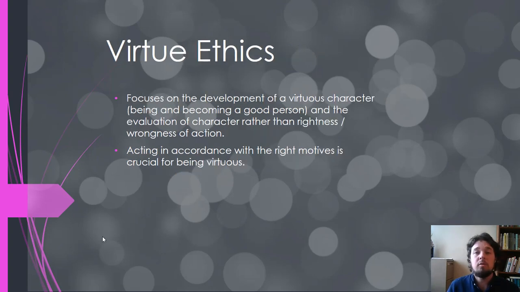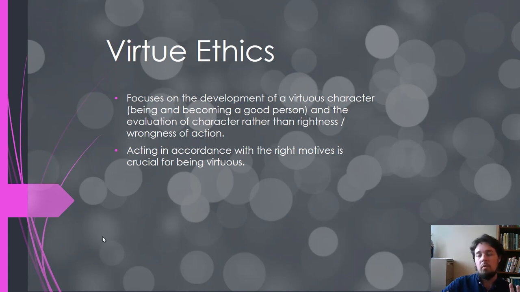So earlier we talked about two broad approaches, the consequentialist approach and the deontological approach. Utilitarianism falls under the consequentialist approach. Kantian ethics and contractualism fall under the deontological approach. But what all those approaches have in common is that they're focused on the rightness or wrongness of actions. So they're focused on actions, what we should do.